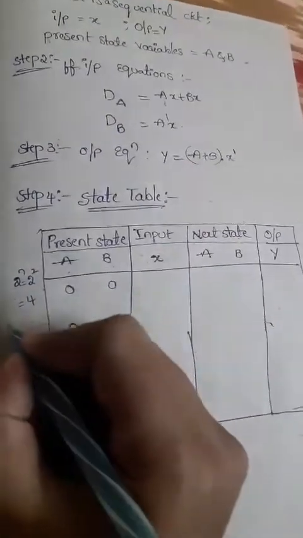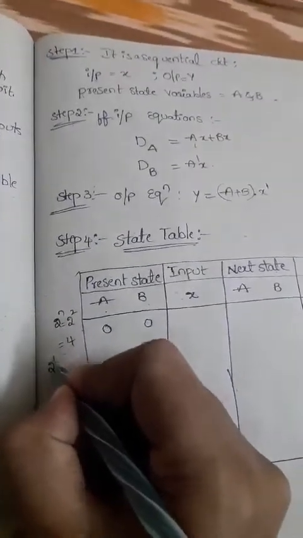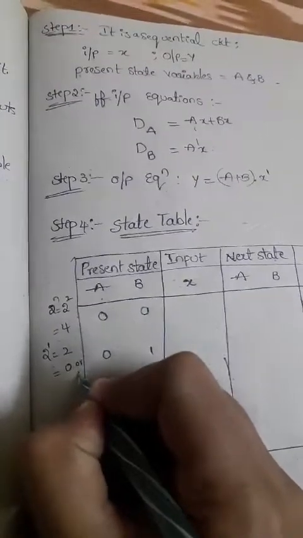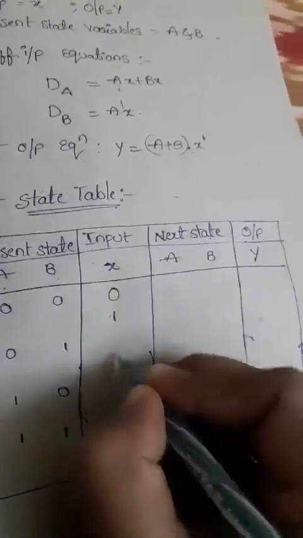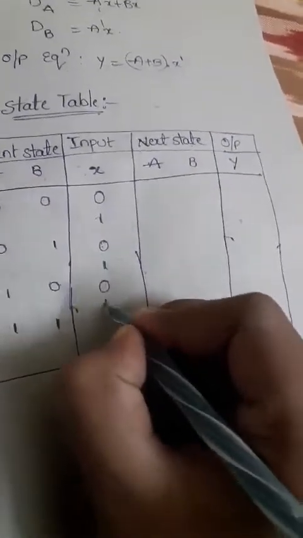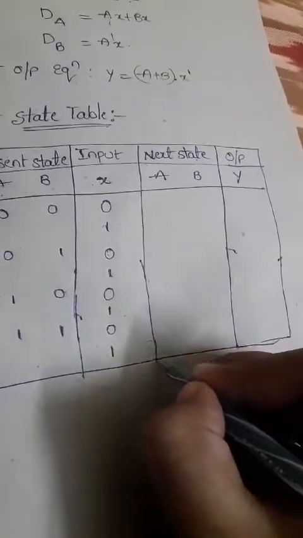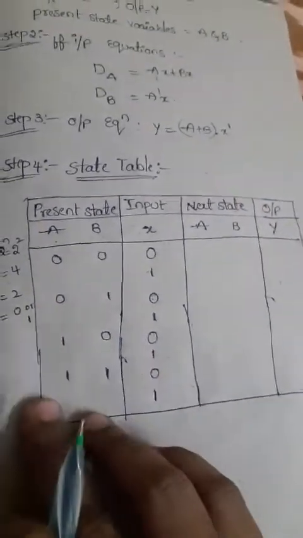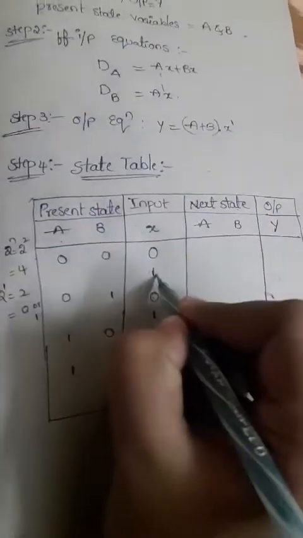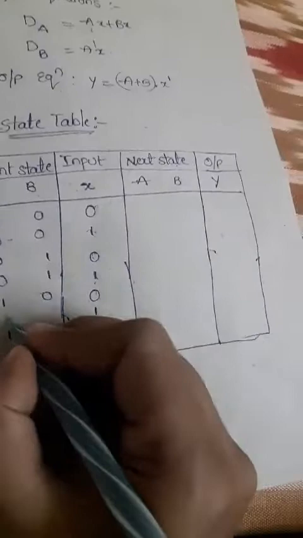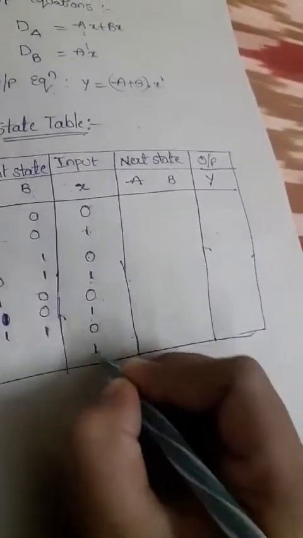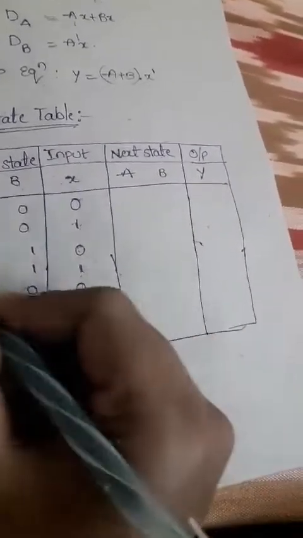Coming to input, for this also we have to write the binary combinations. We have only a single input, so how many possibilities do we get? That is 2 power 1, so only two possibilities, either 0 or 1. You can place it as 0 and 1, 0 and 1. For input 0 and input 1, both, we have to mention the present state values also. So for input 0 you may get the 00 condition, the 01 condition, and for input 1 also the 10 and 11 cases. So for two inputs you may get two possibilities.